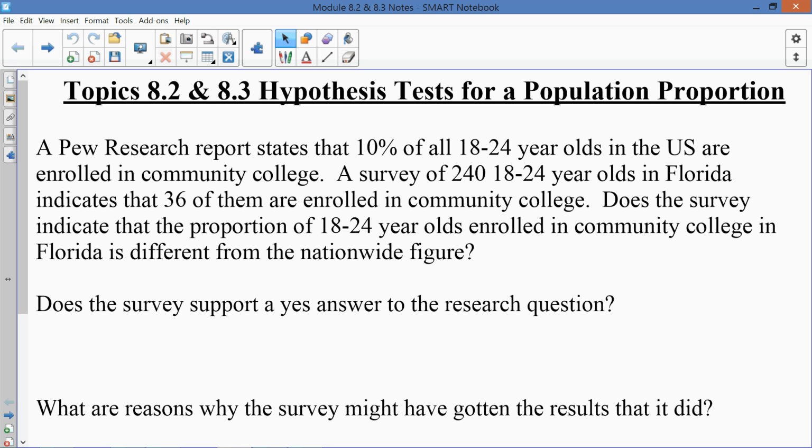Okay, so let's start off with our situation, and you might recognize this scenario from your test. A Pew Research report states that 10% of all 18 to 24-year-olds in the U.S. are enrolled in a community college. A survey of 240 18 to 24-year-olds in Florida indicates that 36 of them are enrolled in community college. Does the survey indicate that the proportion of 18 to 24-year-olds enrolled in community college in Florida is different from the nationwide figure? So let's take a look.